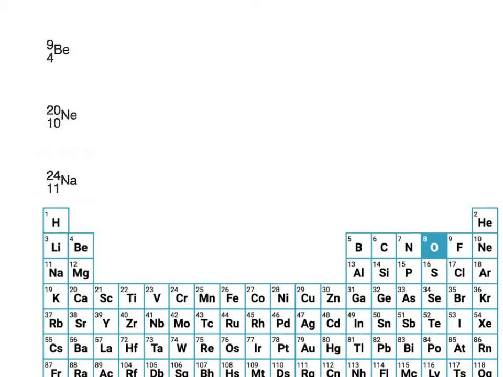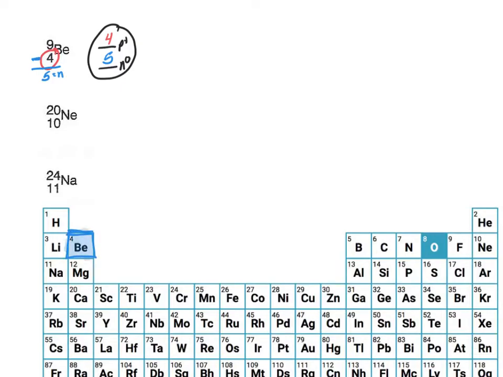So we start with putting the circle, put in our protons and our neutrons. We should have 4 protons, and 9 minus 4 is 5 neutrons. We have a total of 4 electrons because that's equal to the number of protons.